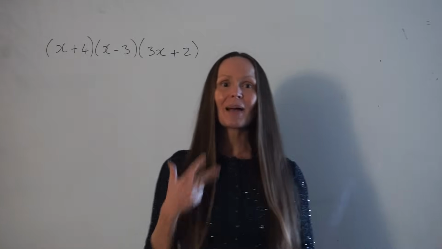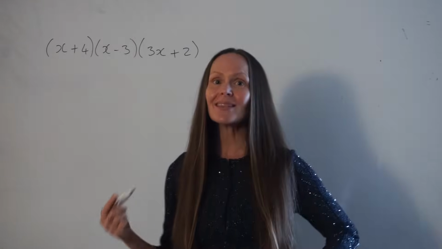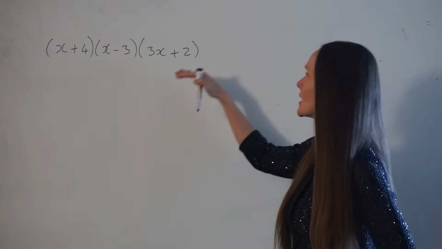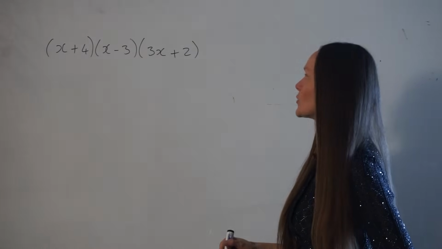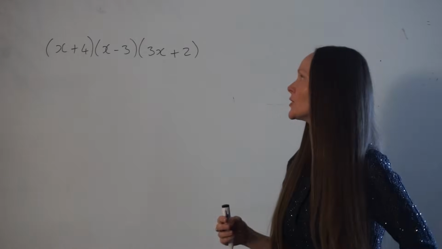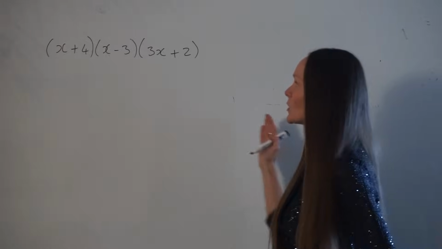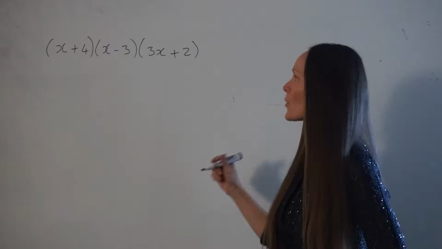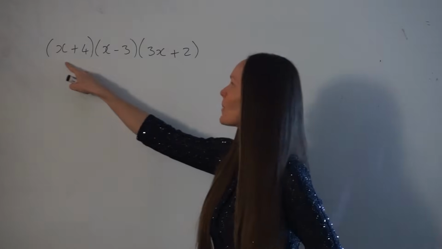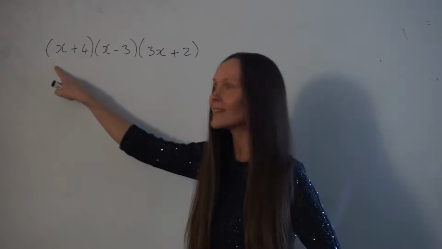To show you how to expand 3 sets of brackets. So in this question it says x plus 4 multiplied by x minus 3 multiplied by 3x plus 2. So when you see brackets next to each other like this, it means multiplication. Now it doesn't matter in which order you expand the brackets, although I usually work from left to right, okay? So I'm going to start by expanding, multiplying out these 2 brackets here.